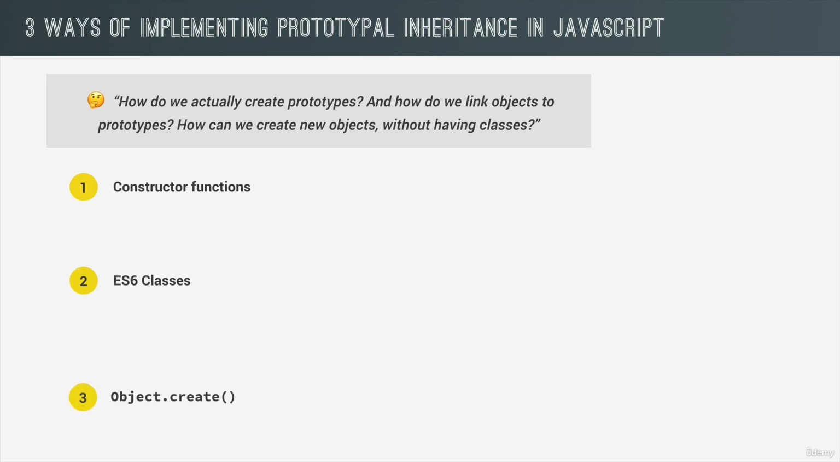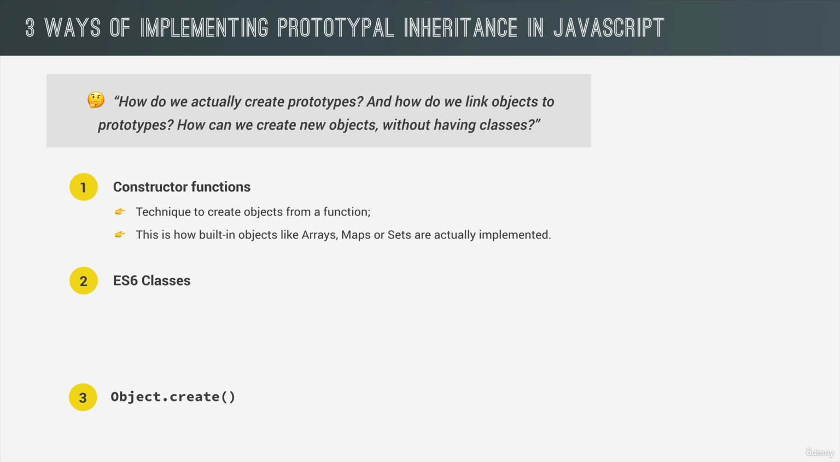So first, constructor functions are a way of creating objects programmatically using a function, which will also set the new object's prototype. And this is actually how built-in objects like arrays or maps or sets are implemented. Also, this is how OOP has been done in JavaScript, basically since the beginning.